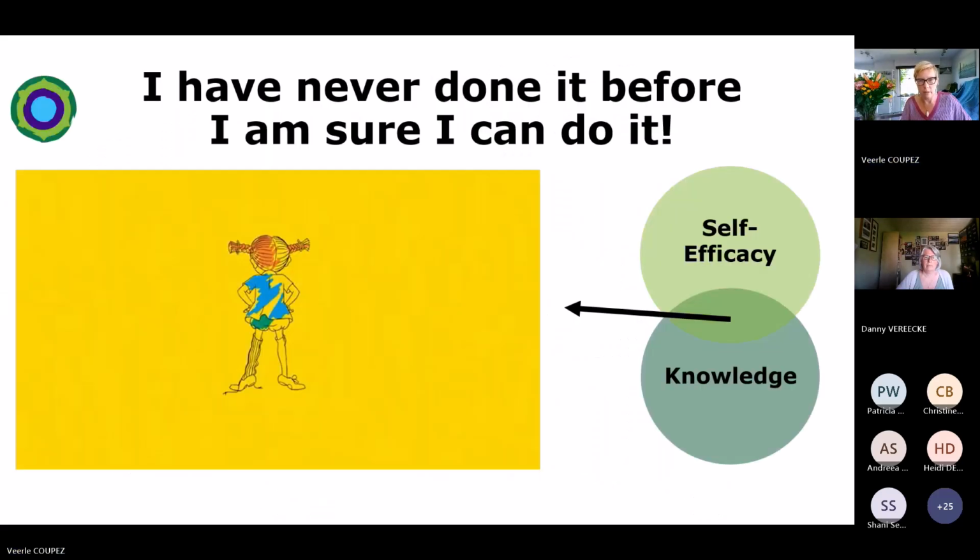Voilà. This is the last one. I hope I gave you some knowledge, but I very much hope I gave you some self-efficacy. Maybe you have done it before or not, but I'm very sure you can do it.